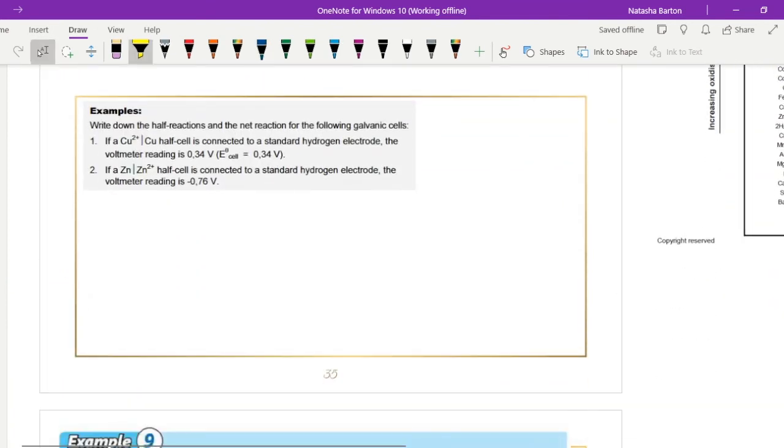Now I'm going on to an example from your textbook. So this is the answer series, it says write down the half reactions and the net reaction for the following galvanic cells. If copper 2 and copper half cell is connected to a standard hydrogen electrode, the voltmeter reading is 0,34 volts. They want the half reactions. So, if the reading is 0,34 volts, then guys, this indicates that the copper half cell is the reduction half cell.